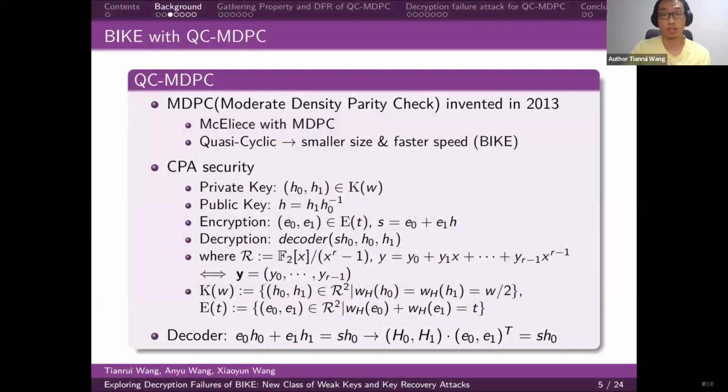Here, let's analyze QC-MDPC in detail. Moderate density parity check, invented in 2013, can be viewed as a modification of McEliece with higher weight.